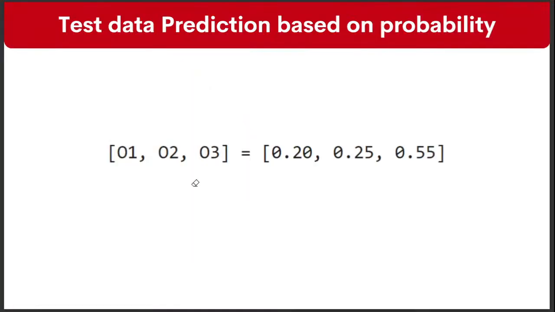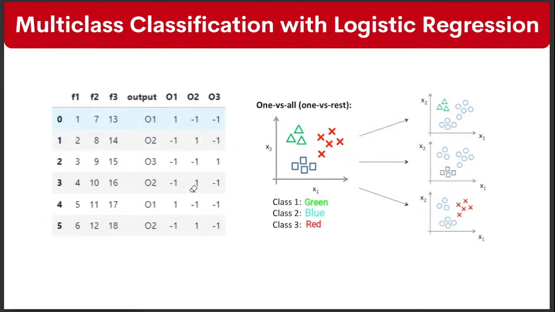No, it's not 0.2, it's 0.55. Which is the maximum value here, it's 0.55, right? So if you sum up, it will add up to 1 or 100%. So this is 55%, this is 25%, this is 20%. Based on it, you can count who is the most probable one. That is how a multi-class classification is done.